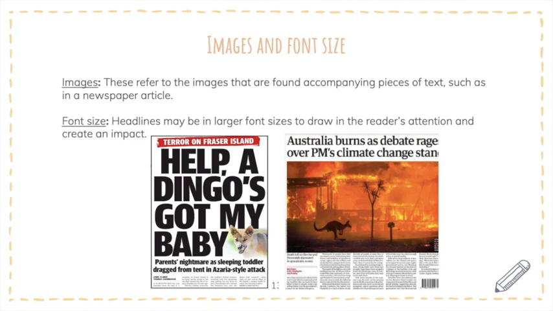There are two examples on the bottom there. On the left, you can see, "Help, a dingo's got my baby." As you can see, that font size is quite large. It is grabbing the reader's attention and also making an impact. On the right, the image is much larger than the headline, putting emphasis on the situation that's happening, reiterating that our country is on fire.